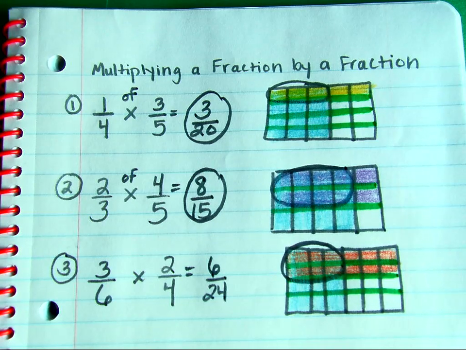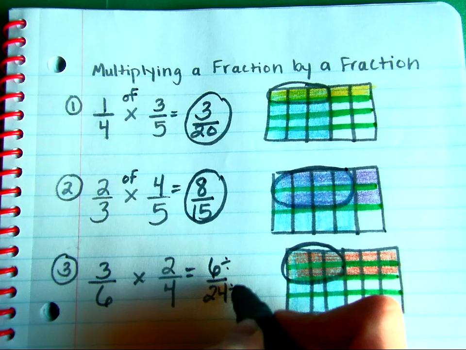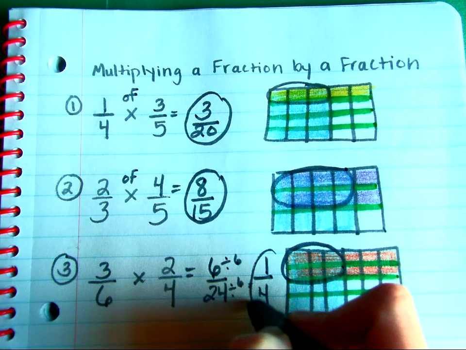If I don't see this answer in an answer choice on a test, I know that I might possibly need to simplify this fraction. So I look to see what number 6 and 24 have in common. And the largest number they have in common is a 6. So I can divide this to get an equivalent fraction of 1/4.